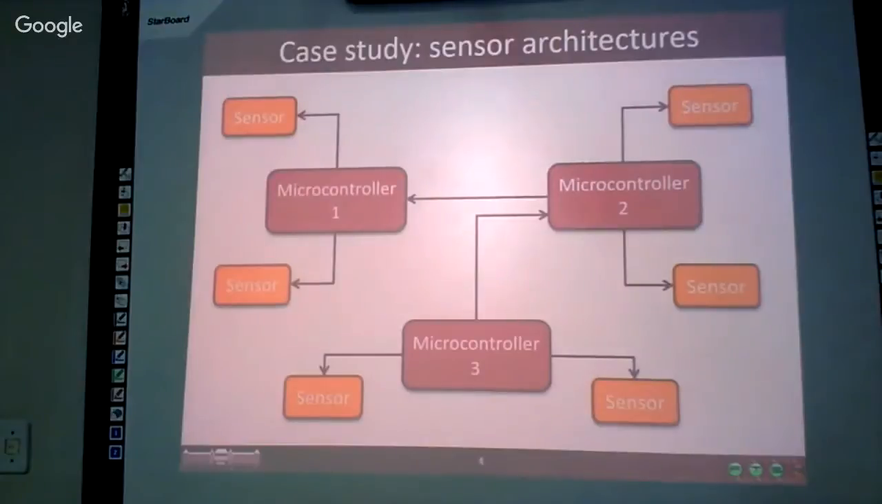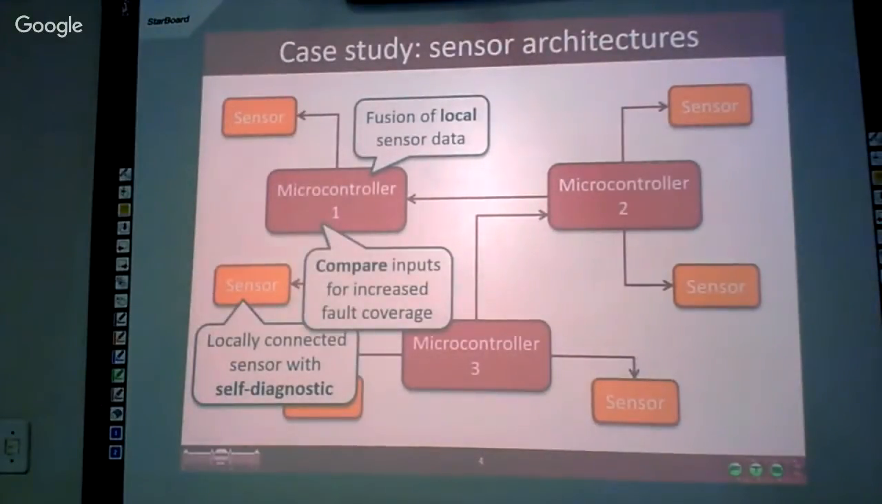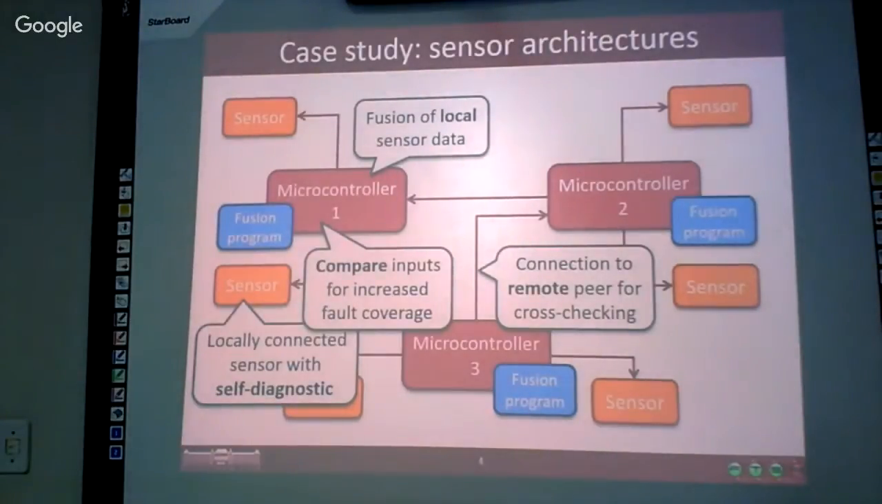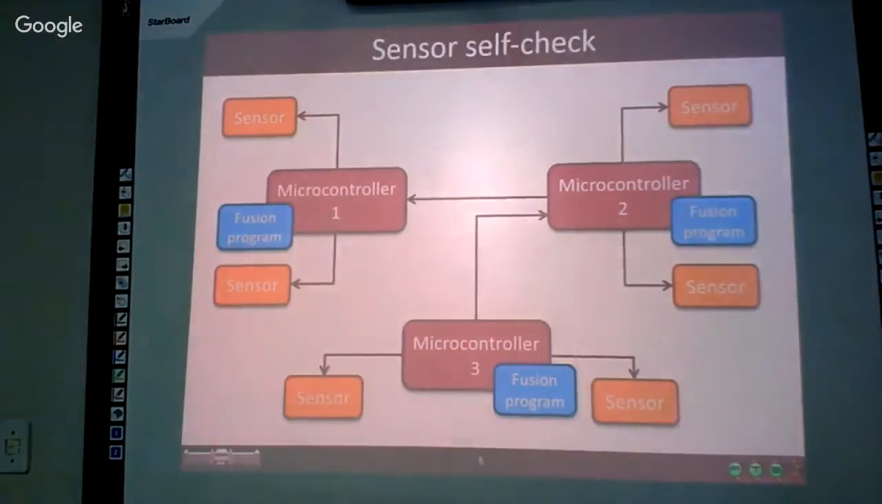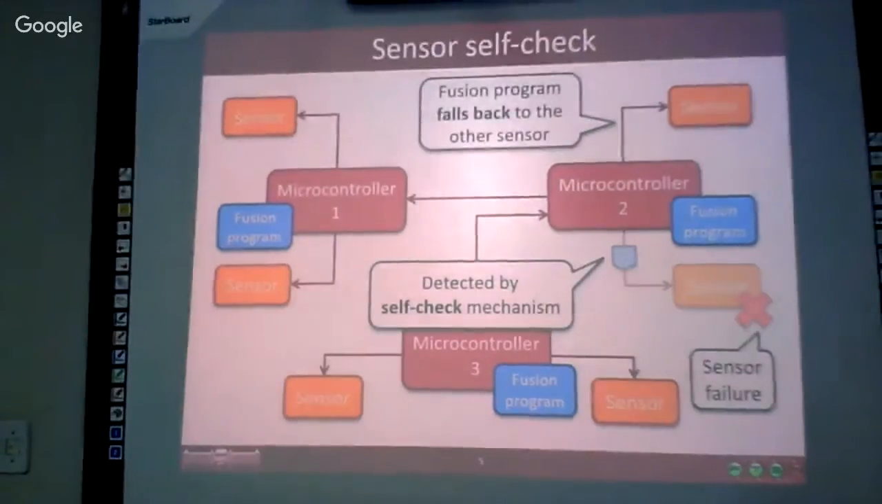So here is the sensor architecture. The microcontroller runs the sensor fusion algorithms. We have the sensors with self-diagnostic, and the microcontrollers compare the inputs for increased fault coverage. The microcontrollers are also connected to each other, and they run these fusion programs to find the problems. A sensor failure is detected by a self-check mechanism. In this case, the fusion program falls back to the other sensor data.